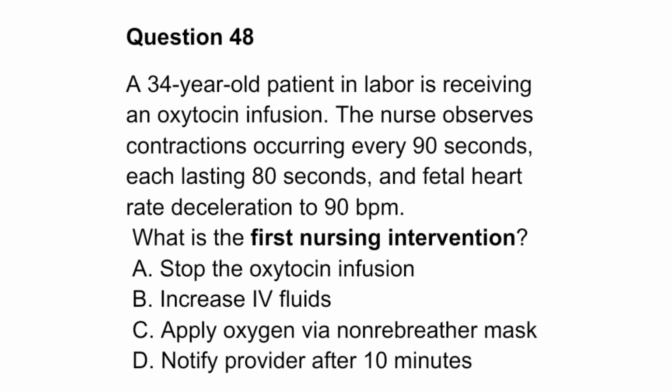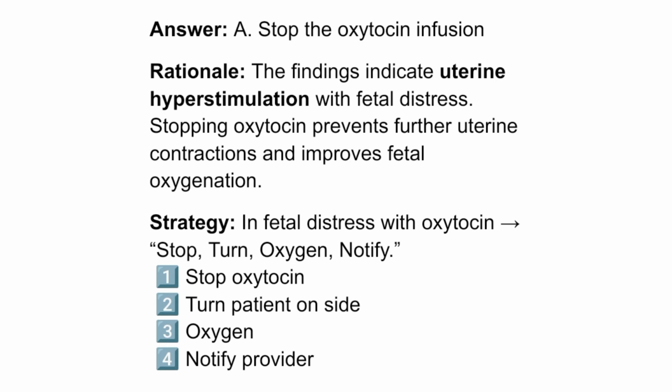Question 48. A 34-year-old patient in labor is receiving an oxytocin infusion. The nurse observes contractions occurring every 90 seconds, each lasting 80 seconds, and fetal heart rate deceleration to 90 bpm. What is the first nursing intervention? A. Stop the oxytocin infusion. B. Increase IV fluids. C. Apply oxygen via non-rebreather mask. D. Notify provider after 10 minutes. Answer: A. Stop the oxytocin infusion.